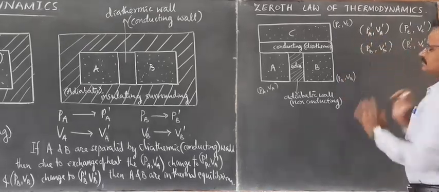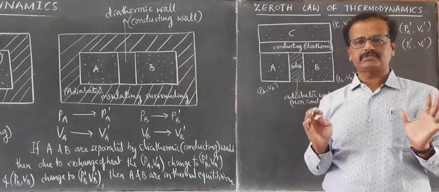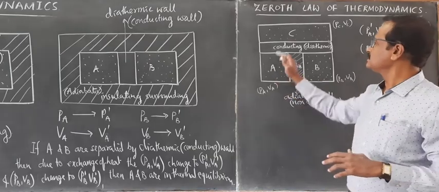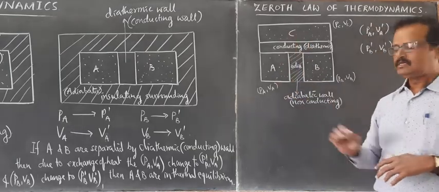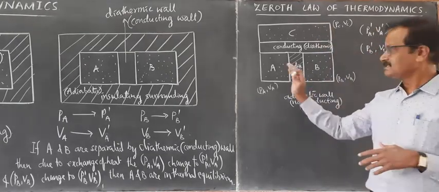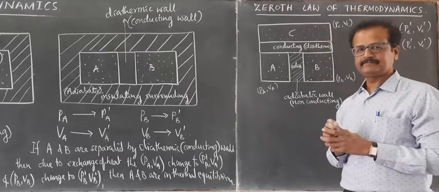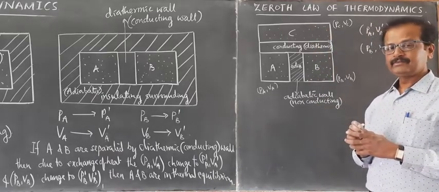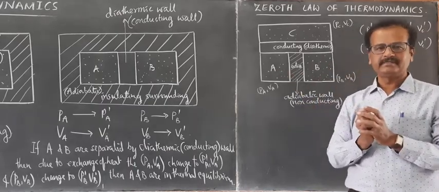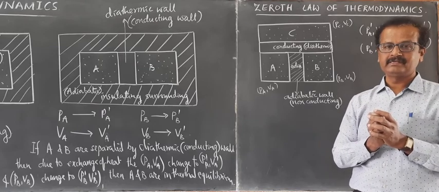Once these variables attain constant values, then we say that A is in thermal equilibrium with C, and B is in thermal equilibrium with C. When A is in thermal equilibrium with C and B is in thermal equilibrium with C, then we can say that A is also in thermal equilibrium with B. This is what is known as the Zeroth Law of Thermodynamics.